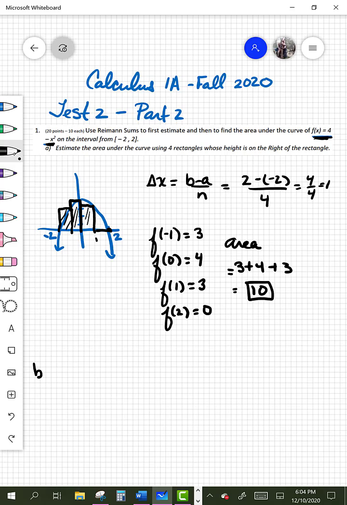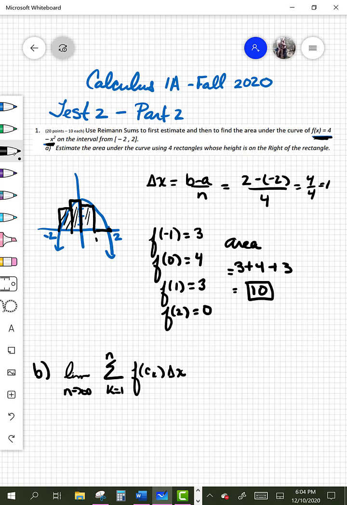Part B, it wanted you to use limits. It didn't want you to use definite integrals. It wanted you to use the limit of Riemann sum. So we're looking at the limit as n is approaching infinity of our summation from k equals 1 to n of f of c sub k all times delta x.